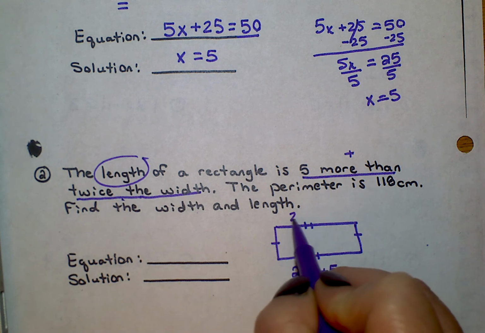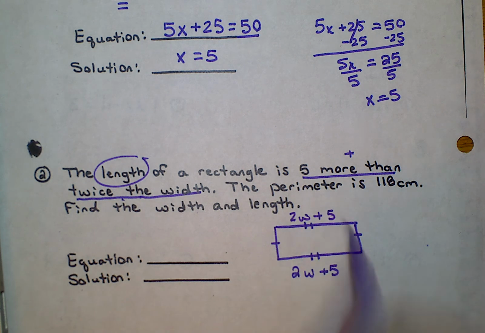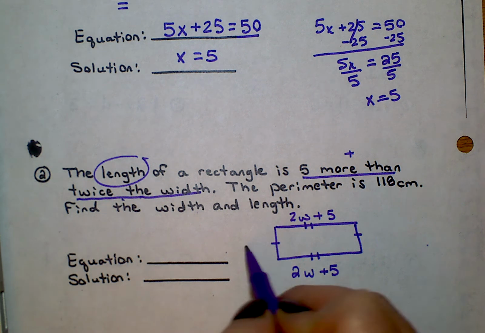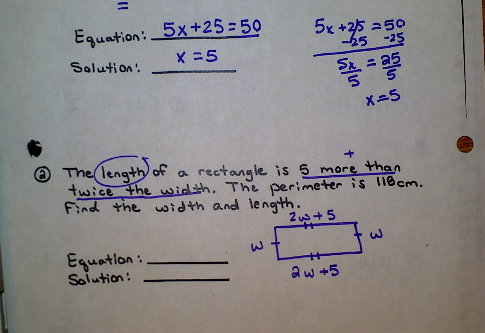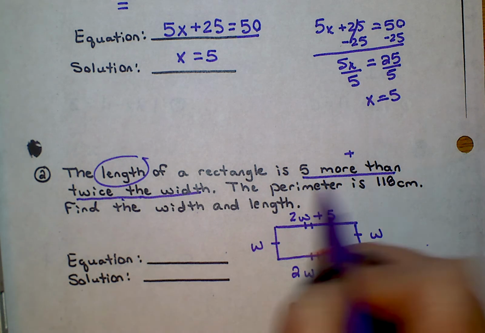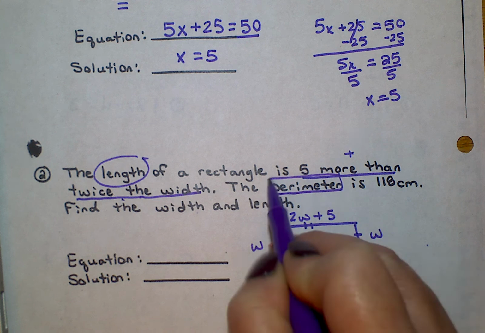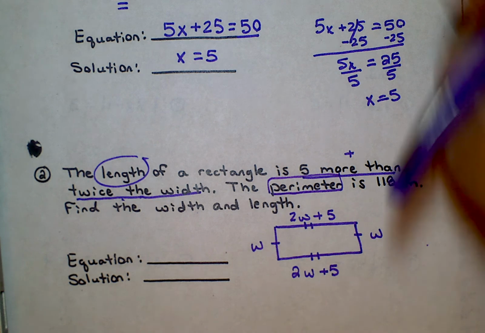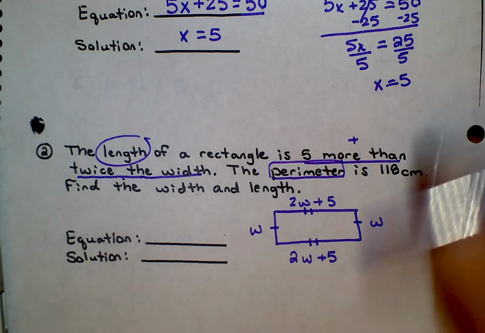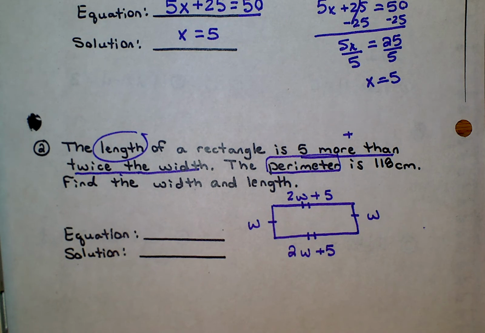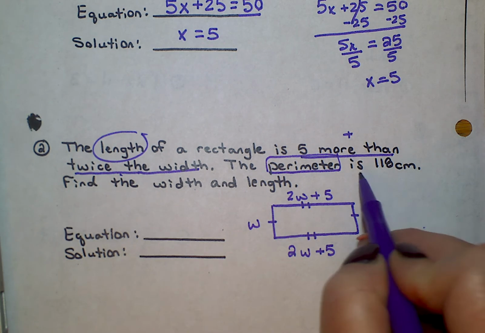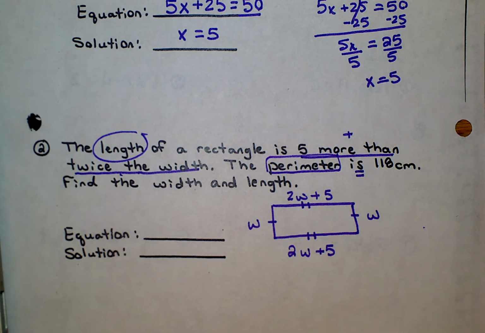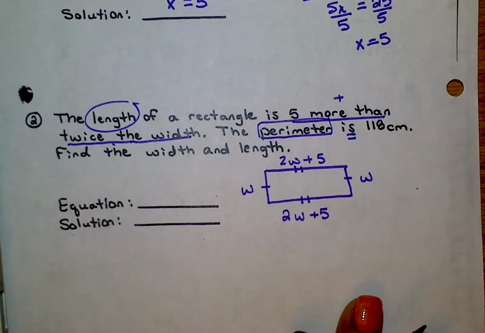Okay, now the opposite side has to measure that too, because you have 2 lengths. Now we have no idea what the width is, but we know it's going to be W. So I'm going to put a W there. So I've got all 4 sides of the rectangle labeled. The next keyword is perimeter. Perimeter means that you're going to add all of the sides. So you're going to take every side of this rectangle and you're going to equal it, because we have the word is, to 118.